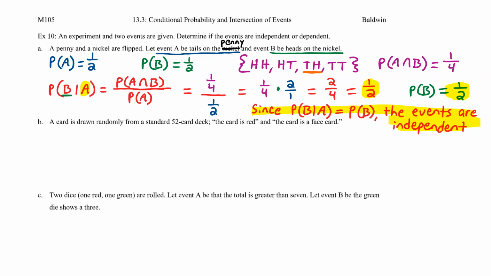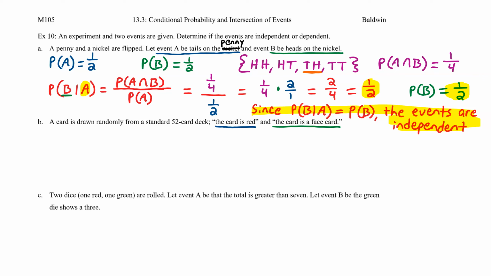So if we look at the next one, we're dealing with a deck of cards. We're told a card is drawn randomly from a standard 52 card deck. Event A is that the card is red. Event B is that the card is a face card.